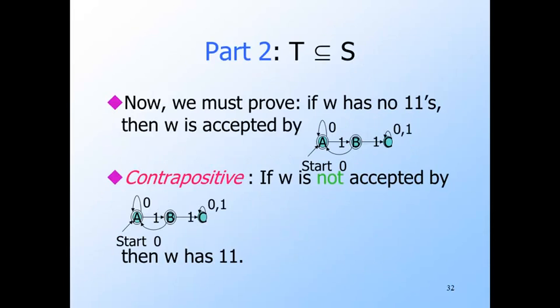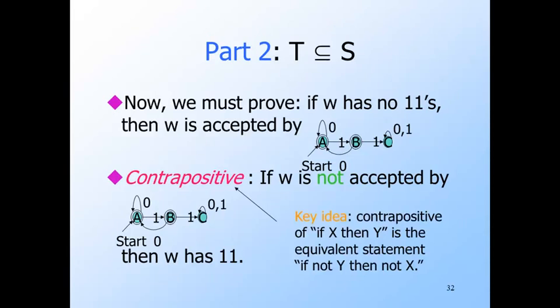But we're not done. We still have to prove that T is contained in S. That is, if w is a good string with no consecutive 1s, then it is accepted by the automaton. It is helpful to restate what we need to prove in its contrapositive form, which is logically equivalent to the original. The contrapositive of an if-then statement, say if x then y, is if not y then not x. We can see why this is an equivalent statement, since if y is false, it couldn't be that x is true, because whenever x is true, y is true.